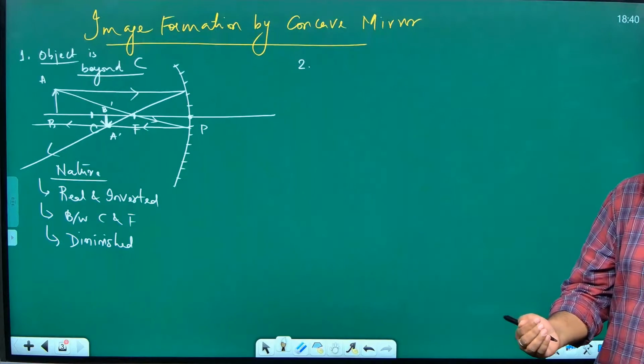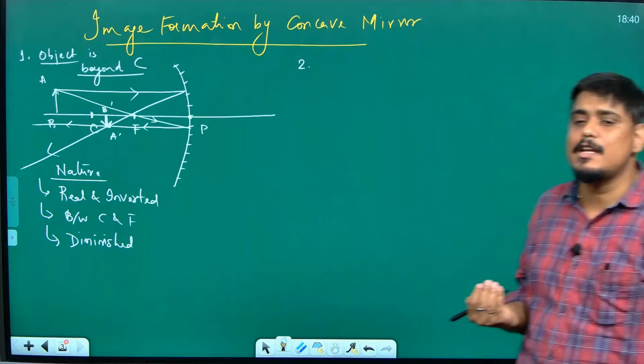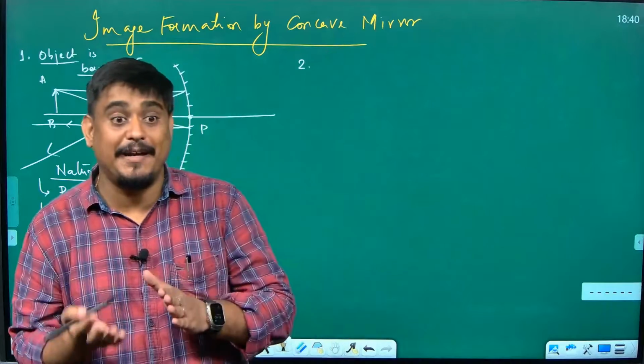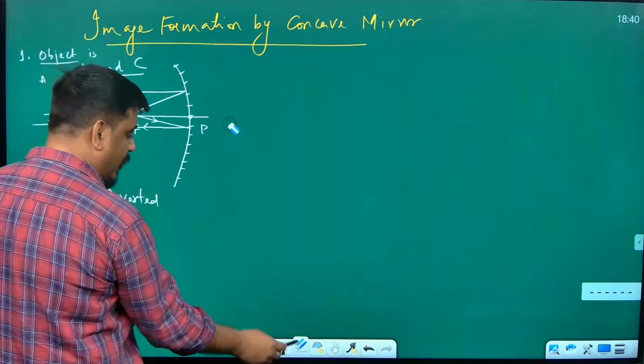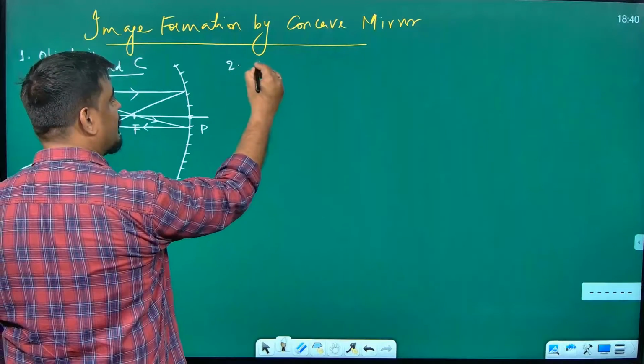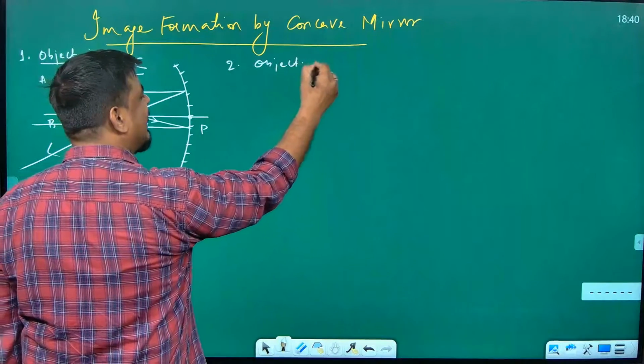Next, what do I do? I make the object a little more near to the mirror. So I will keep it at C now. I am going to keep the object at C. So, second image formation: object at where?